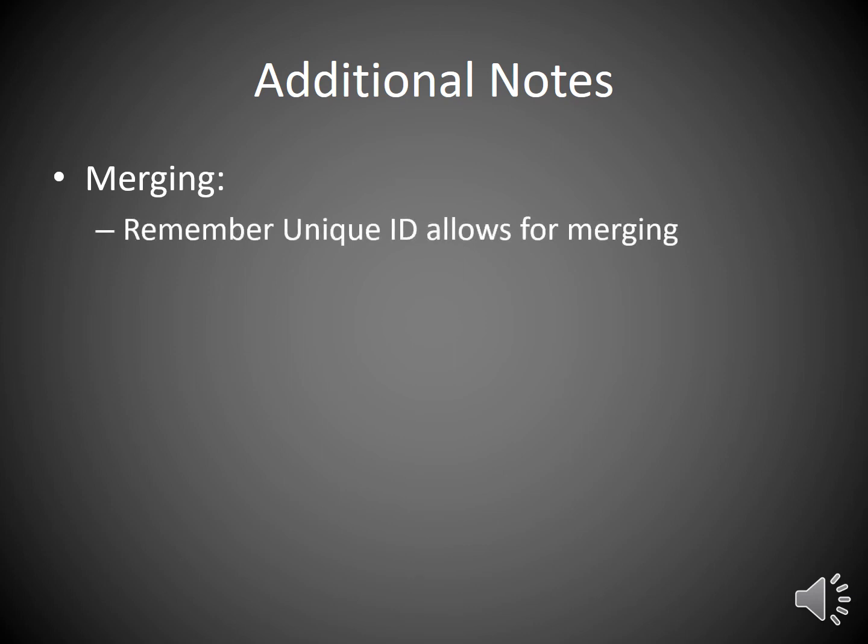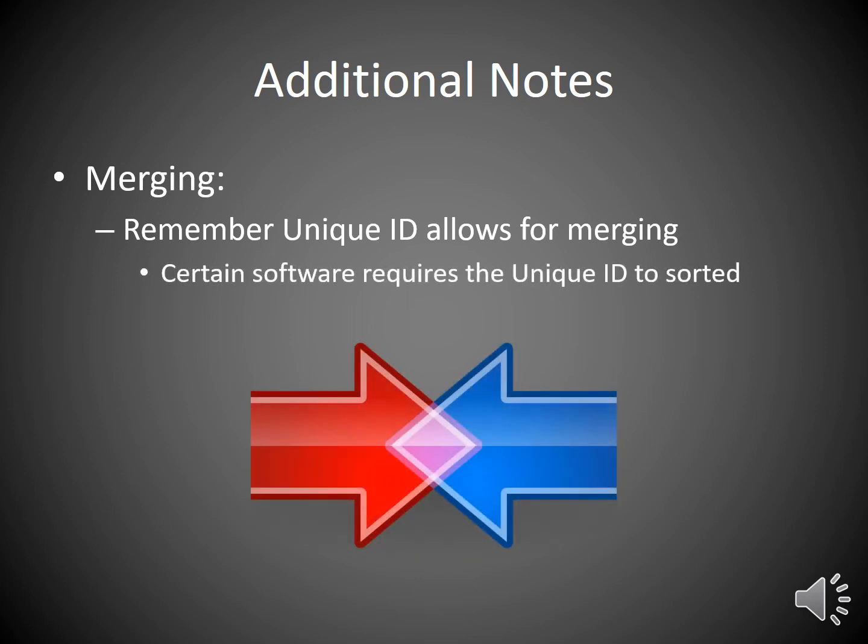Remember, when you're trying to merge datasets, unique IDs allow you to do that. With that, that's a common variable across two different datasets that you can merge together. Depending on the software, it might require you to sort the unique ID with that. If you're not familiar with sorting, I recommend checking out that data module as well, just to get familiarized with that technique itself. Remember, when you're trying to merge, there has to be a common aspect across datasets as a whole.